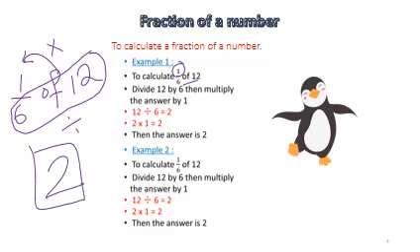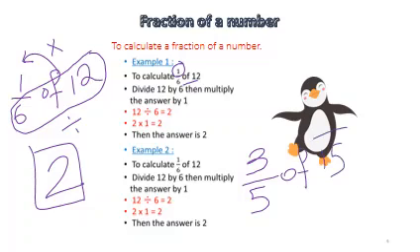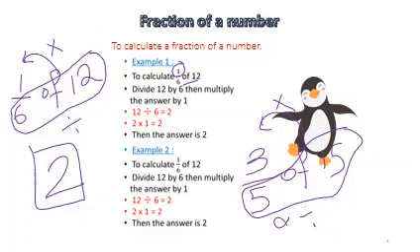So you can calculate any fraction of a number. Suppose, for example, we have 3 over 5 of 15. You divide 15 by 5, which is 3. Then you multiply the answer by 3, so we get 9. So easy steps. And that was everything in our video.